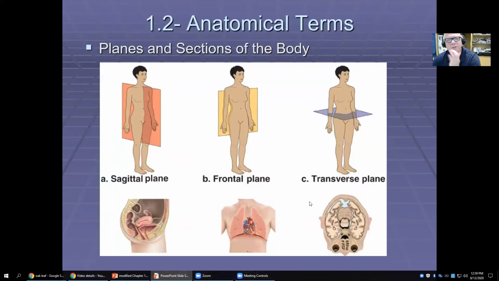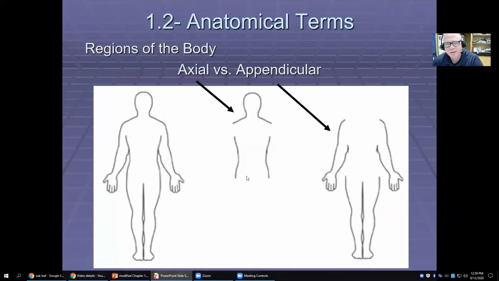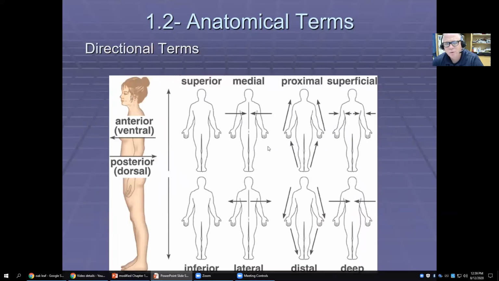So today we talked about the different planes: sagittal, frontal, transverse. I introduced them and we're going to be learning these today. We talked about axial and appendicular, the different directional terms, and what they all mean.